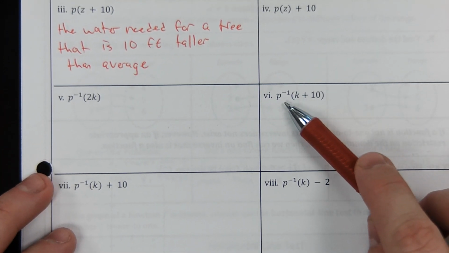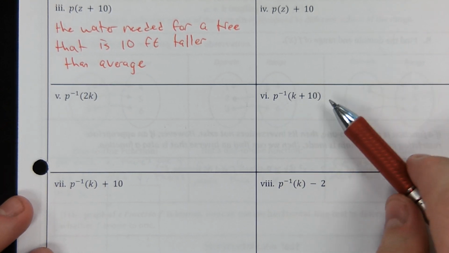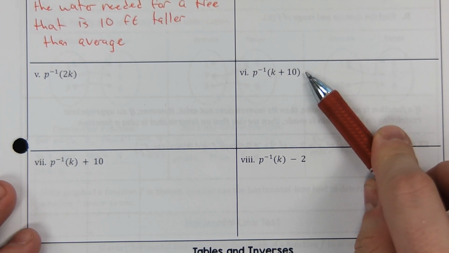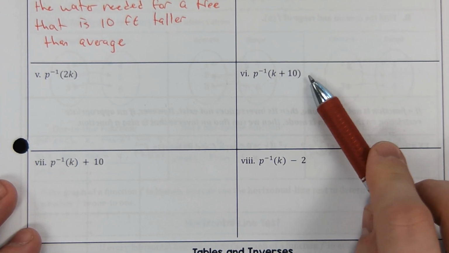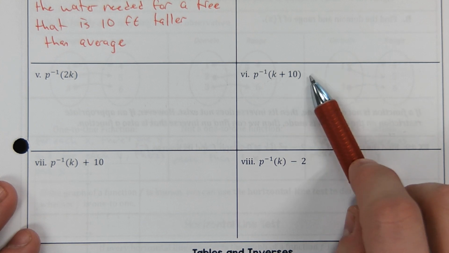So then this one says a tree that uses, yes? What were you going to say? I was going to try and say the height of a tree that uses 10 more gallons. There we go. So this is going to be the height of a tree that uses 10 gallons more than average.